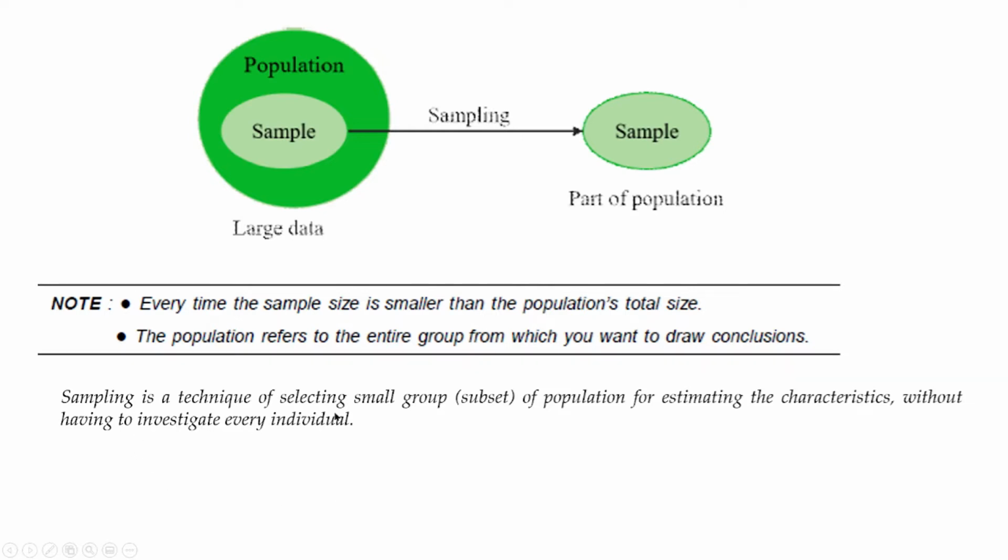Sampling is a technique of selecting a small group of the population for estimating the characteristics without having to investigate every individual. If we want to go in search of each and every person in the population, it is difficult for the researcher. So the researcher can draw a small subset from the entire population, which is called the sample, and then the sample individuals can be studied and conclusions can be drawn about the population based on this sample.